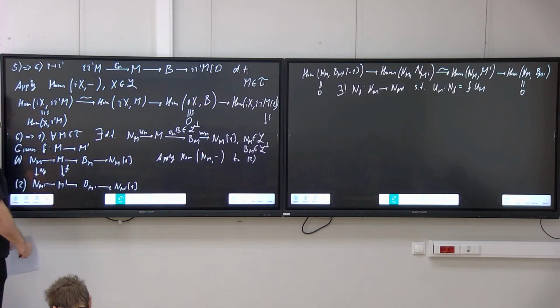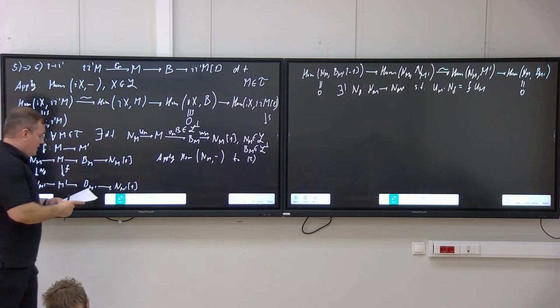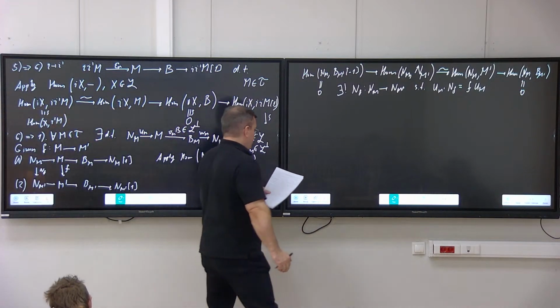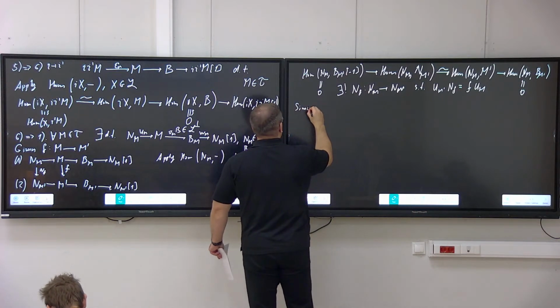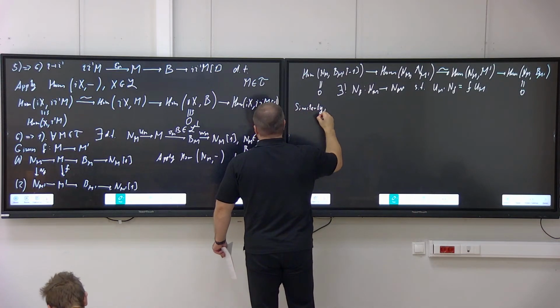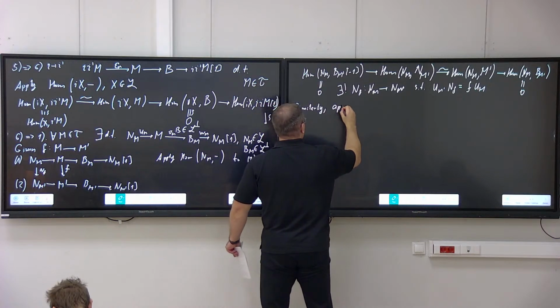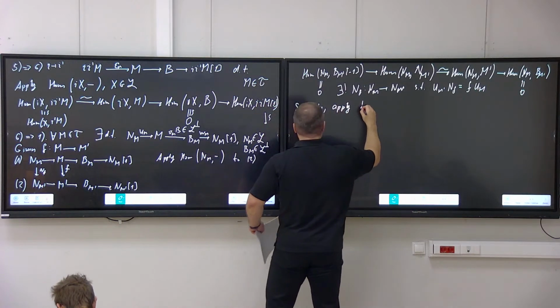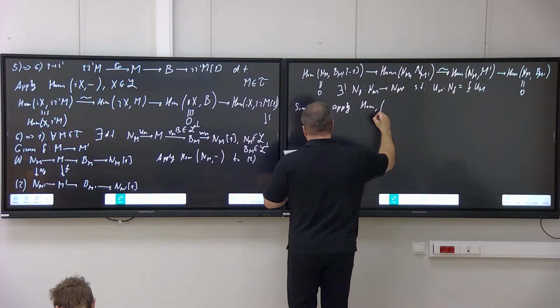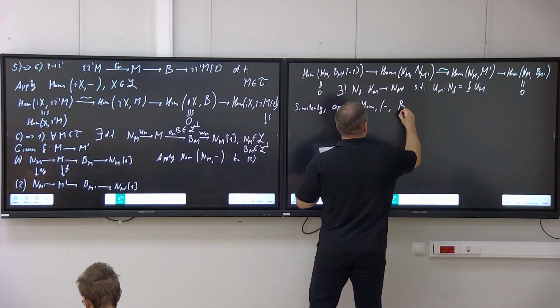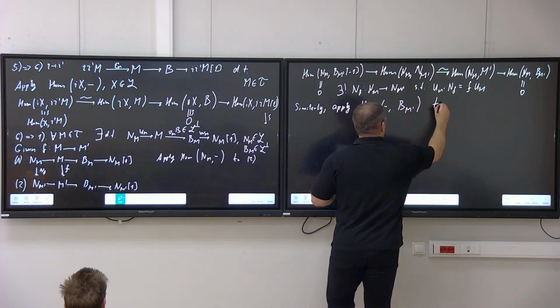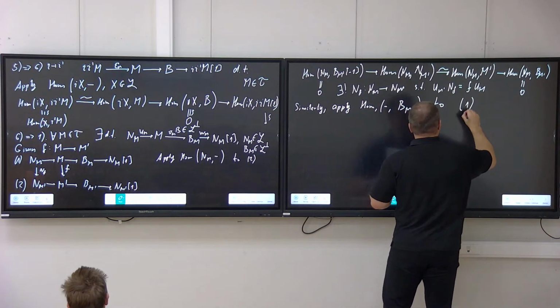So making this square commutative. Now let me say that similarly you can apply Hom, but now with a fixed second argument, to the B M prime, and apply of course this to the first distinguished triangle.